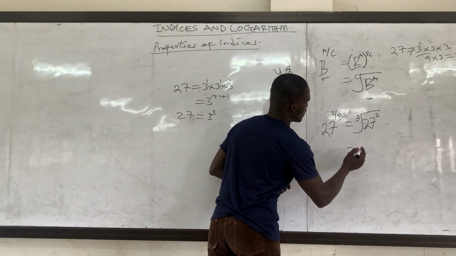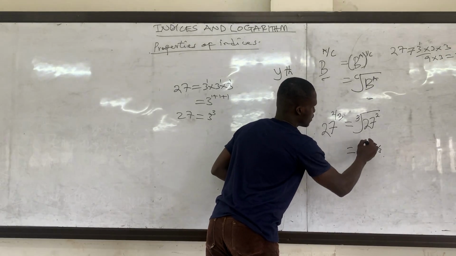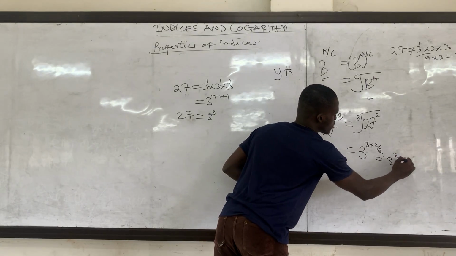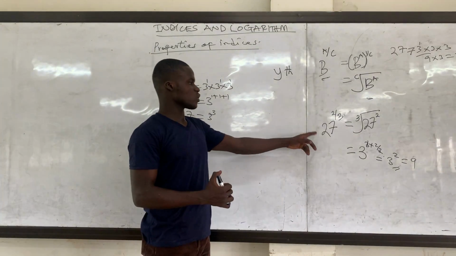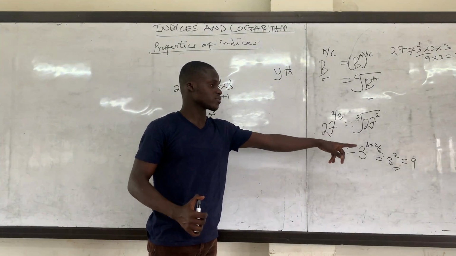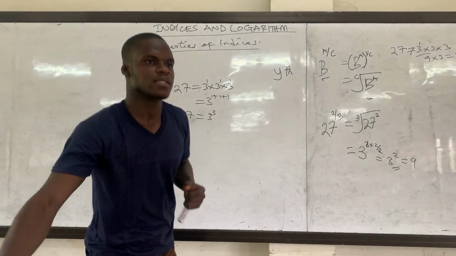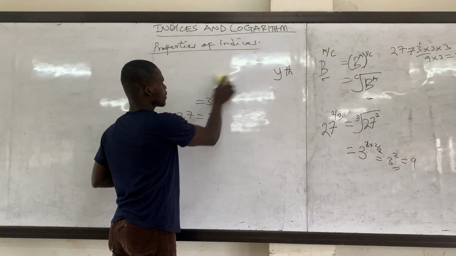So this is going to be the same as 3 exponent 3 times 2 over 3. This will cancel that. So we simply get 3 exponent 2, which is equal to 9. What this means is that 27 exponent 2 over 3 is actually equal to 9. Okay, good. Let's look at one last property of indices. Then we'll start solving questions on this.